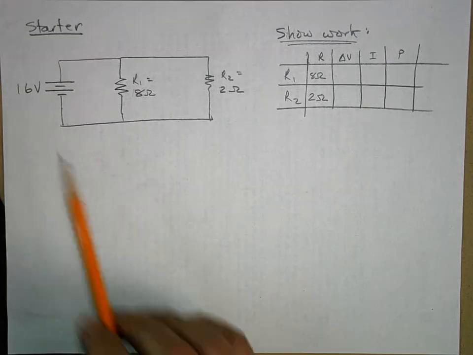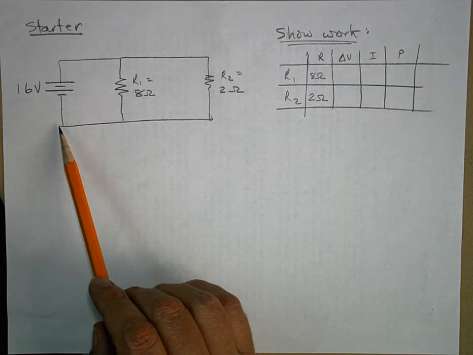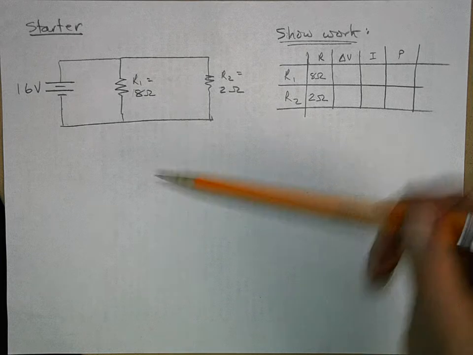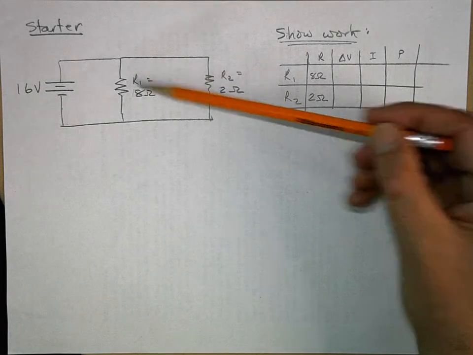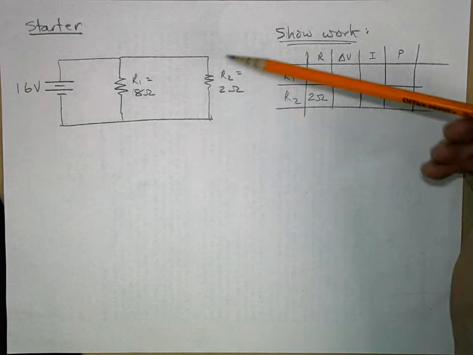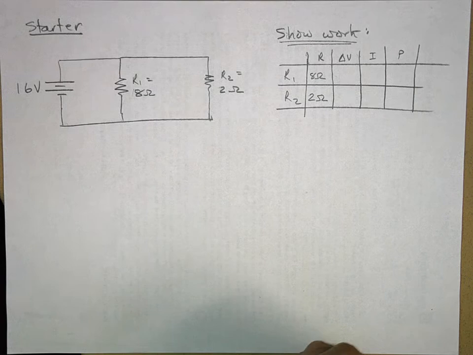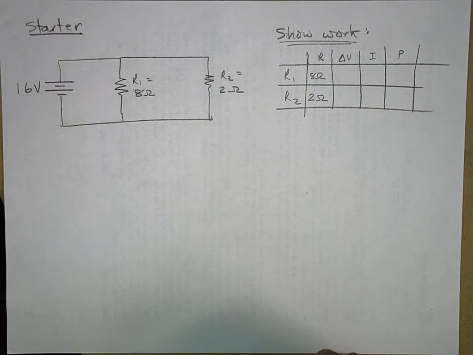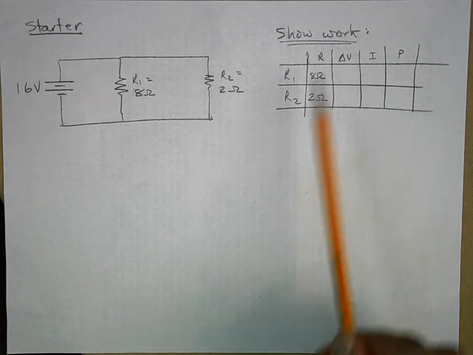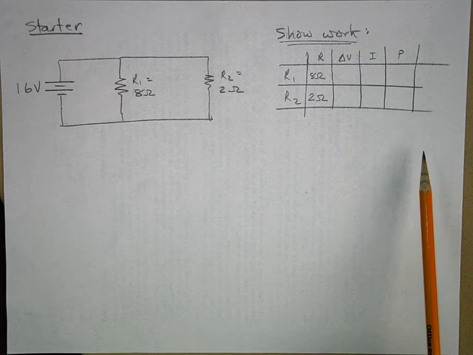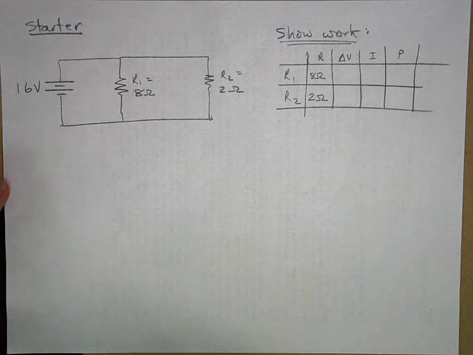So today's starter is this. We have 16 volts, and we have a resistor here of 8 ohms and a resistor here of 2 ohms. And what you need to do is fill in this chart. So let's do that, and then show your work. You will need to show your work.